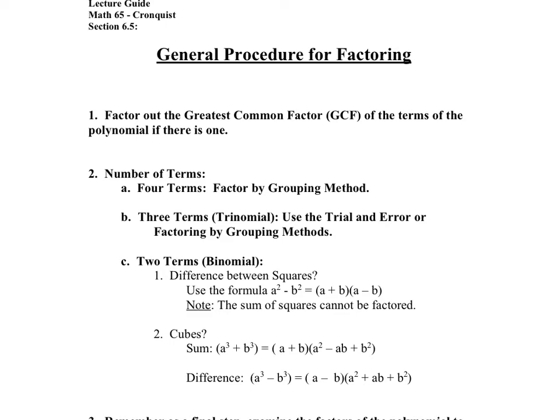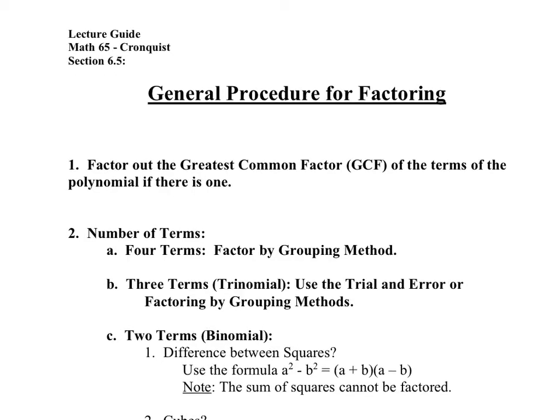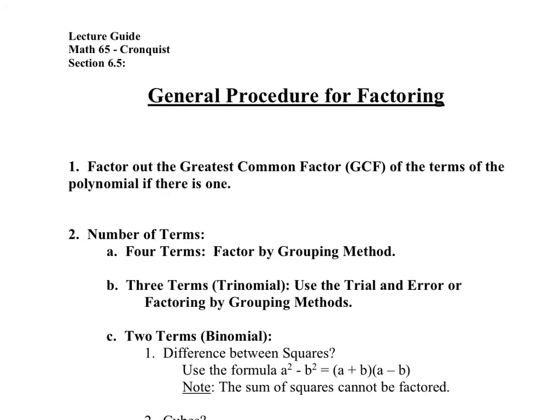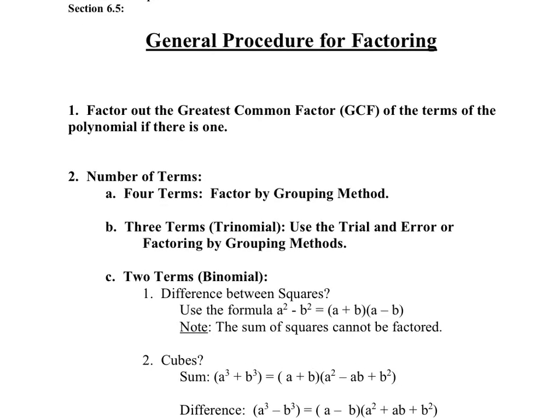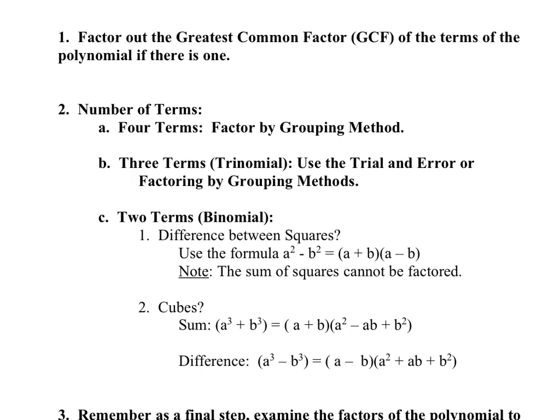Okay, we are, as you can see, working Math 65, Section 6.5. We're going to be just going over the general procedures for factoring a quadratic, that is a second degree expression. The first thing we always do, number one, factor out any greatest common factor, anything that each one of the terms has. Won't always have this, but if it does, you must get rid of it first.